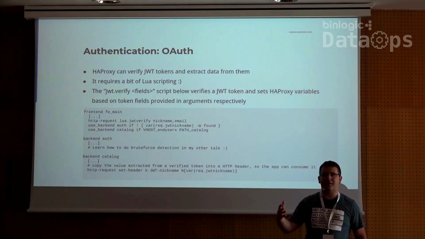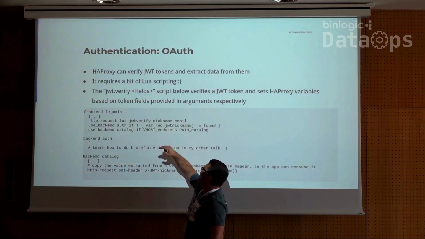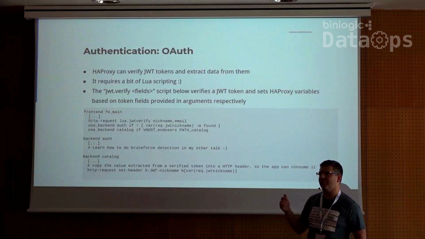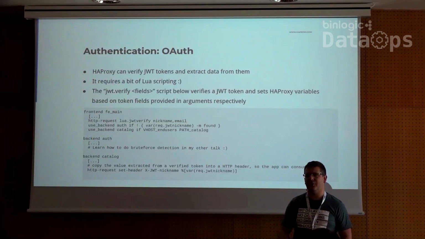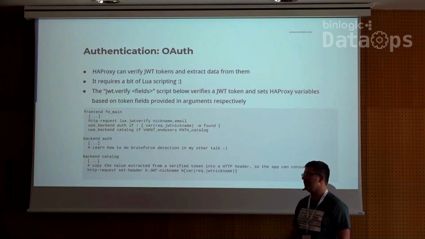In that token, we can extract any kind of data. In my case, I extracted the nickname of the person and the email. This code works with zeroauth.com, which is an OAuth provider compatible with JWT, but it would work with any other one.